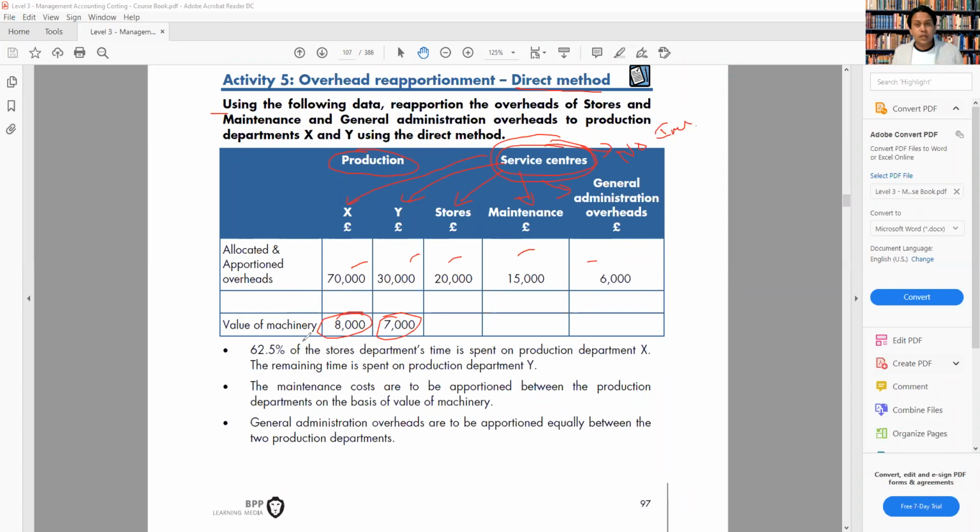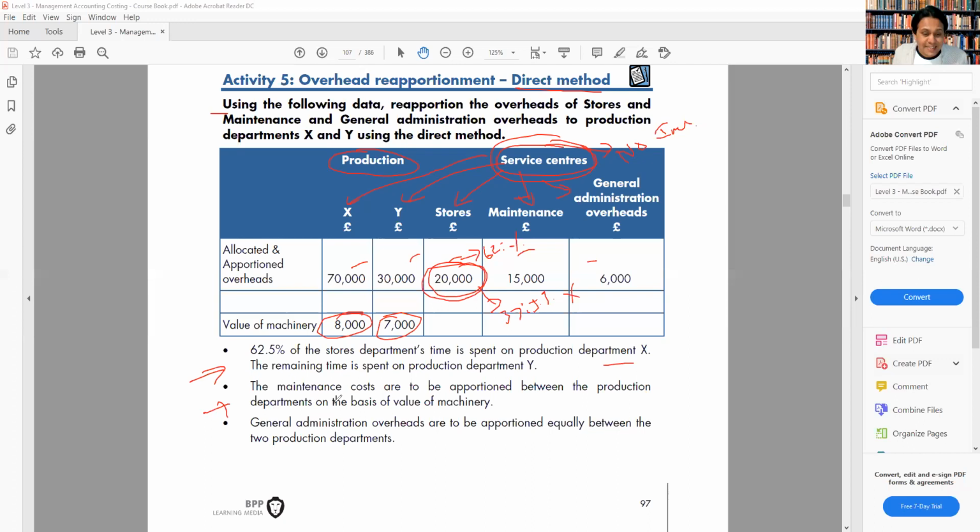Okay. Now the question will tell us how we're going to reapportion that. So let's say the first one, they said 62.5% of the store department cost will be moved to X. So basically from the store, 62.5% will go to X, and the rest remaining, I don't know what it is, it's going to be 37.5. So 62.5 and 37.5, the latter will move to Y.